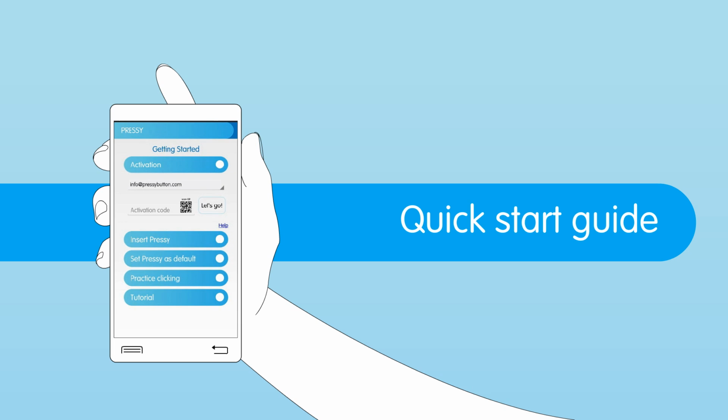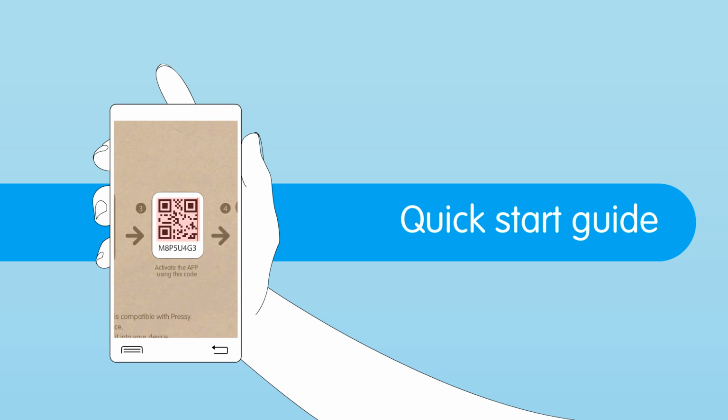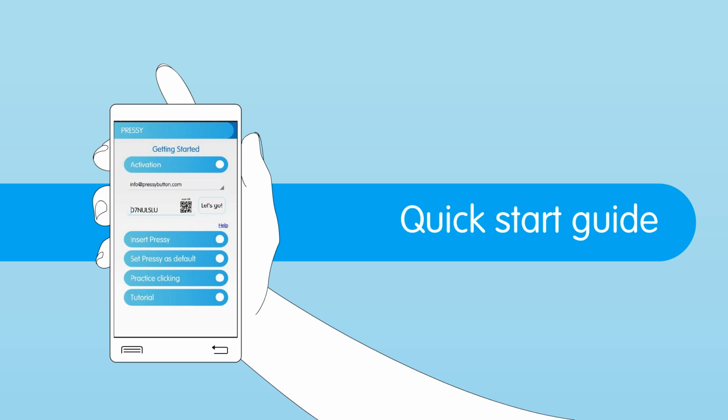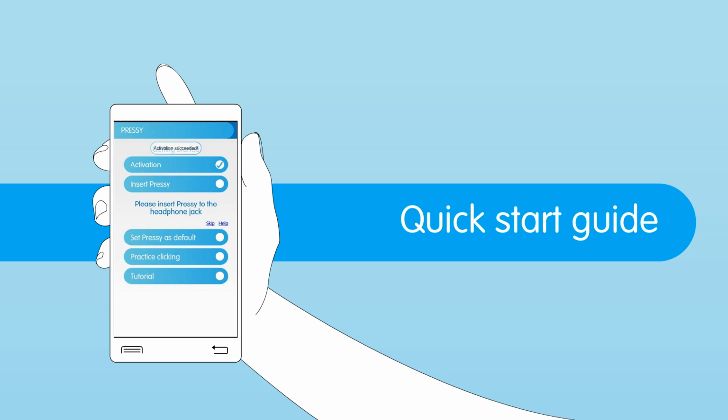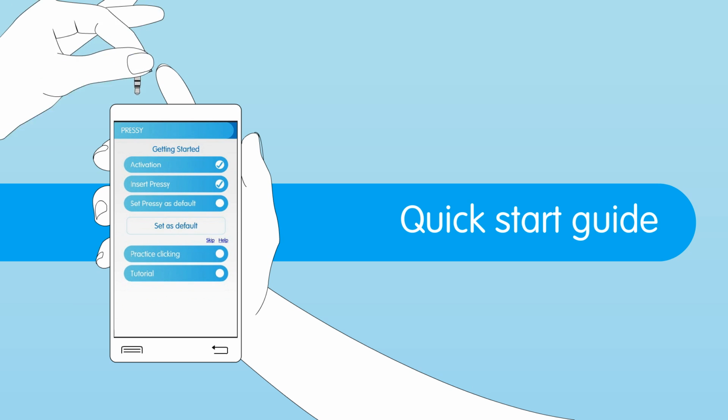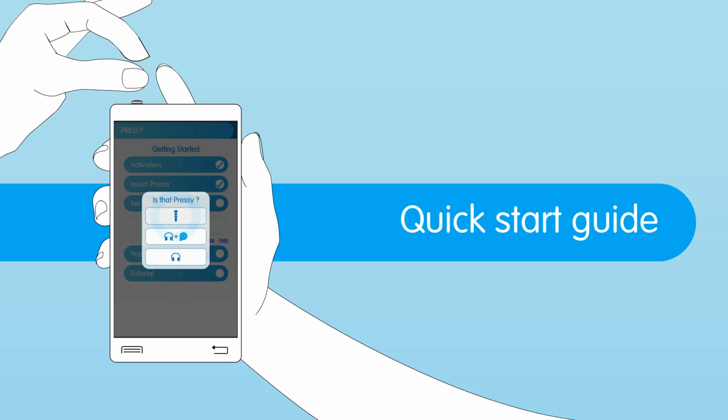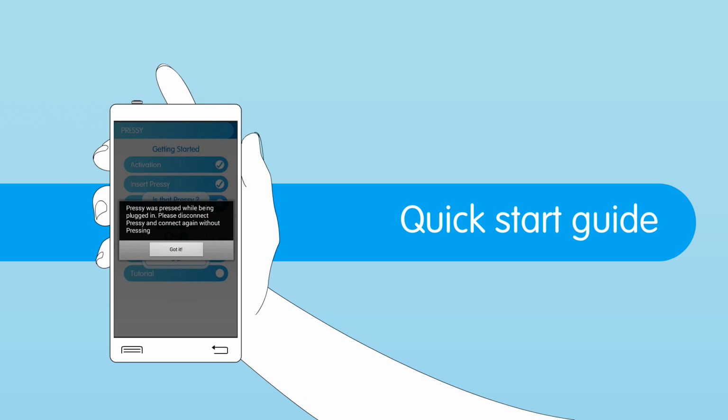The first step is activation. The Pressy button comes with an activation code on the packaging. You can either type it or tap the QR icon to scan the QR code. After the activation is complete, insert the Pressy button into the headset jack. Make sure that when you insert Pressy, you place it in gently without actually pressing the button. If you do, you'll come across a pop-up later on asking you to reinsert Pressy.